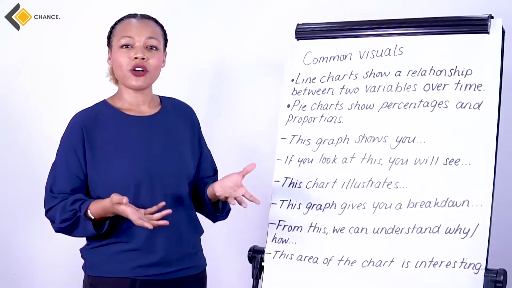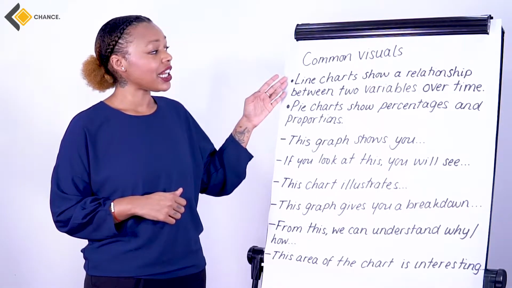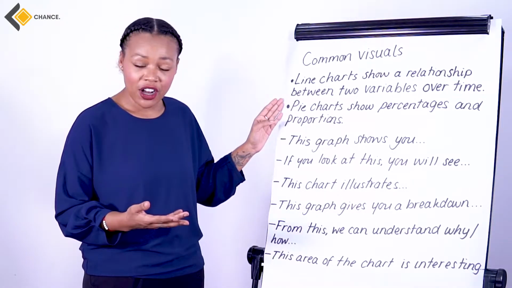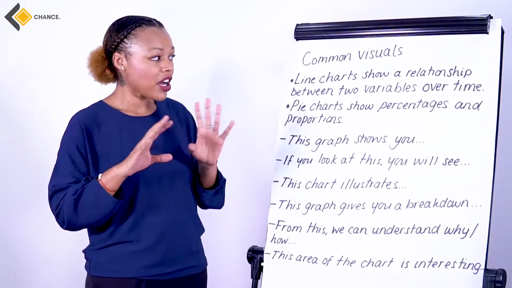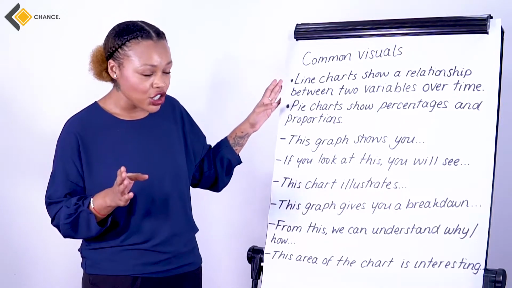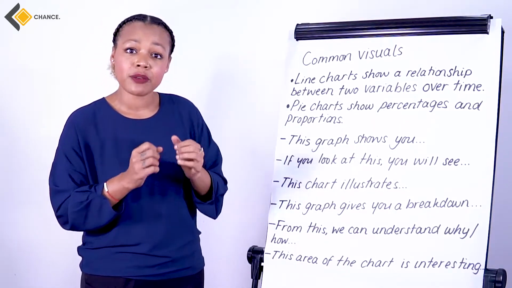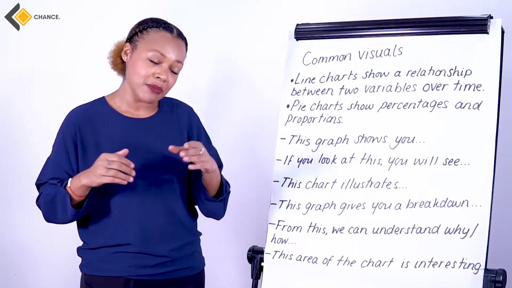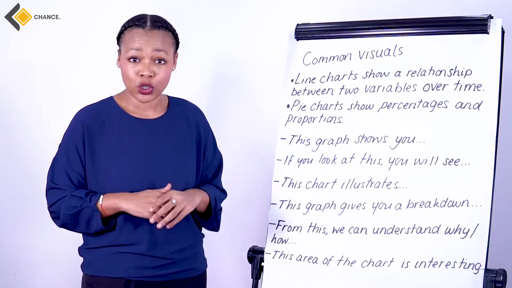So what are some common visuals? In your presentation, you can use line charts and pie charts. Line charts are also called line graphs, which is perfectly fine. Line charts show a relationship between two variables over time, and pie charts show percentages and proportions.